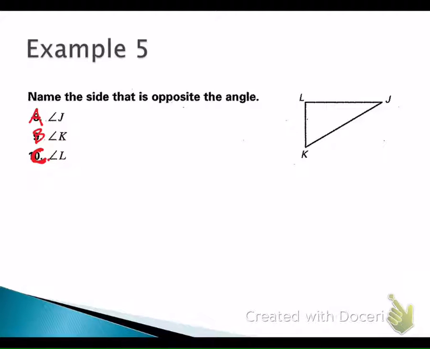All right, so here we're practicing naming the side that's opposite the angle. So if I want the side opposite angle J, I start at angle J and I go across. So across from J is this side right here. Sides of triangles are line segments. This would be segment LK.